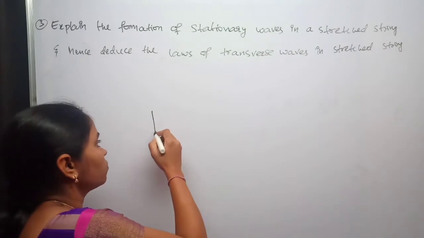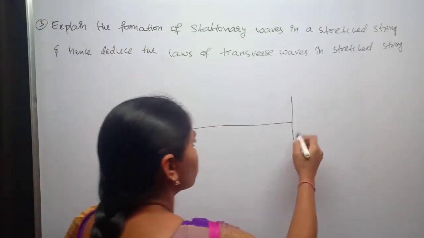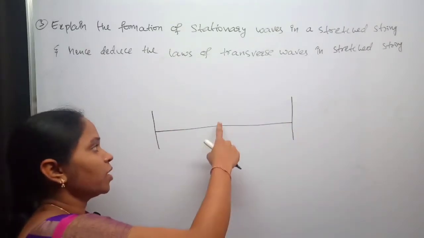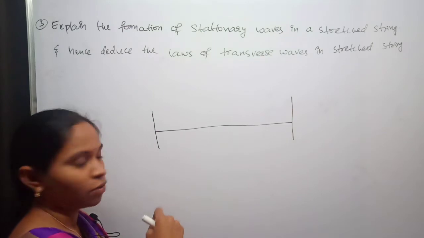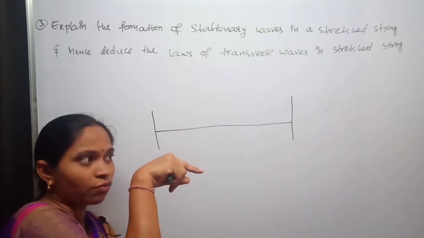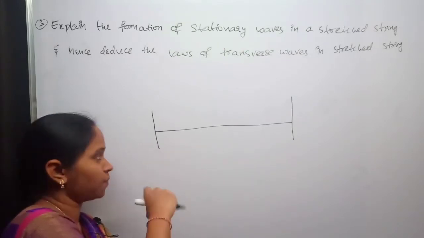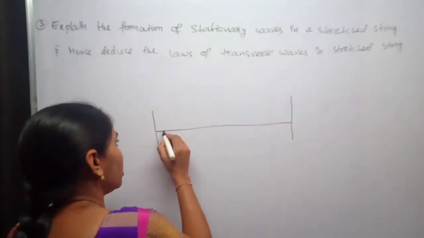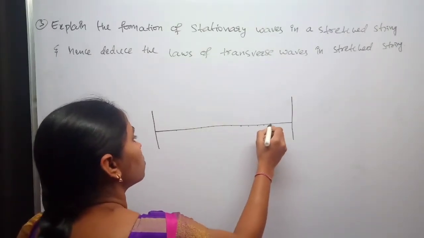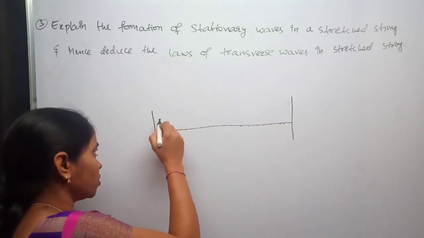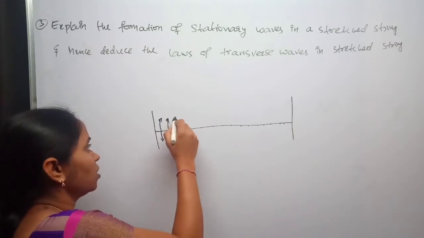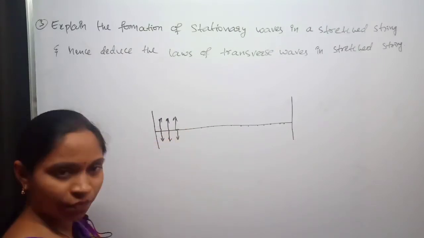Consider a string which is stretched between two rigid boundaries. The ends of the string are fixed. Now let's pluck this string and leave it. What happens? The string starts vibrating about its mean position. That means the particles or the elements of this string oscillate about their mean position.